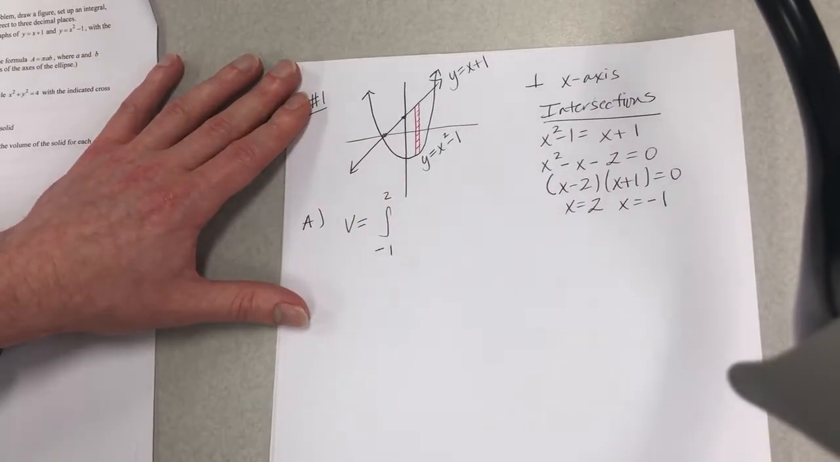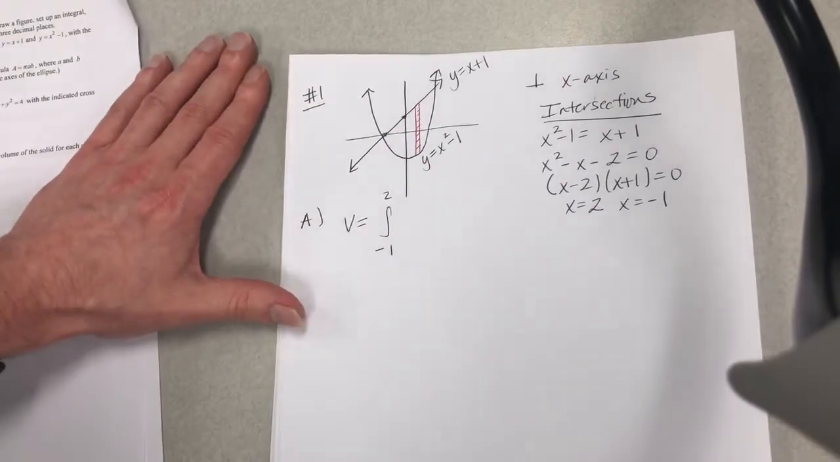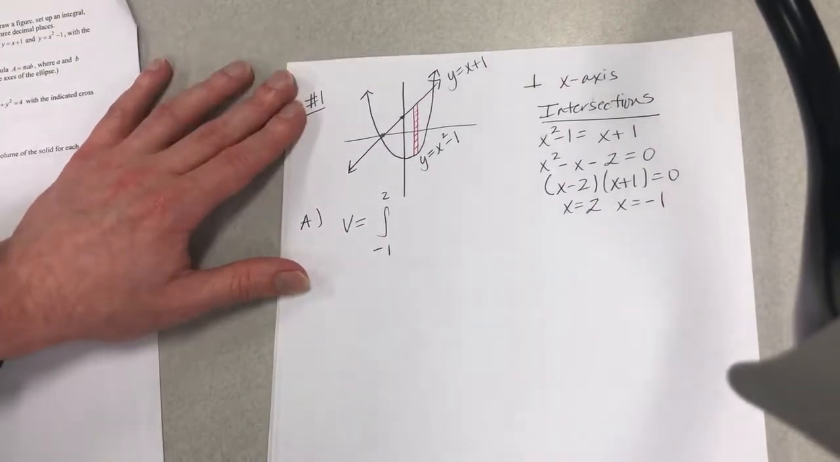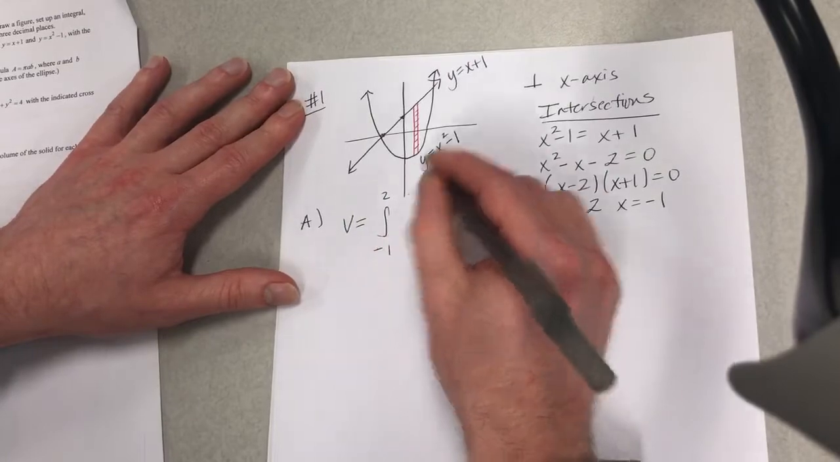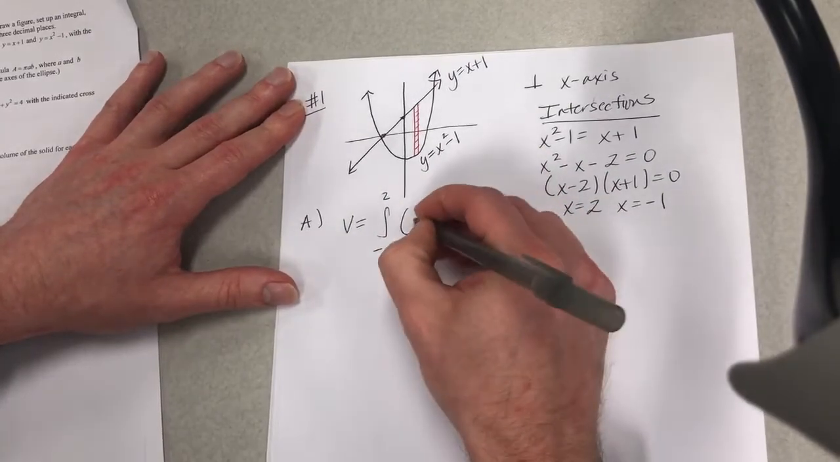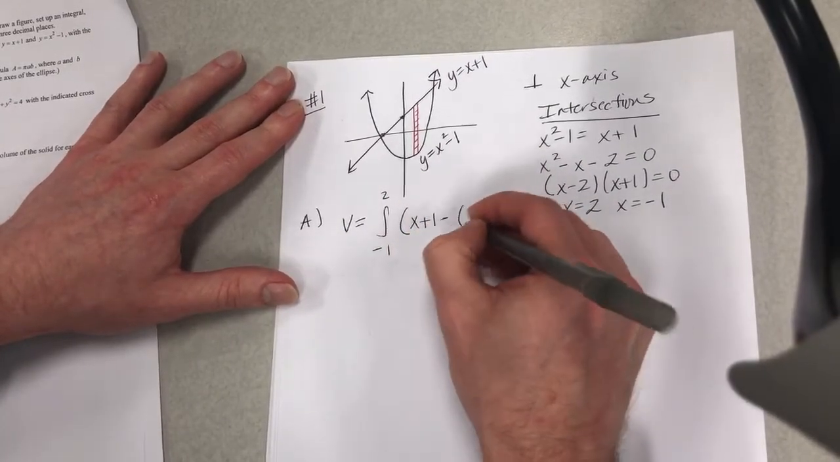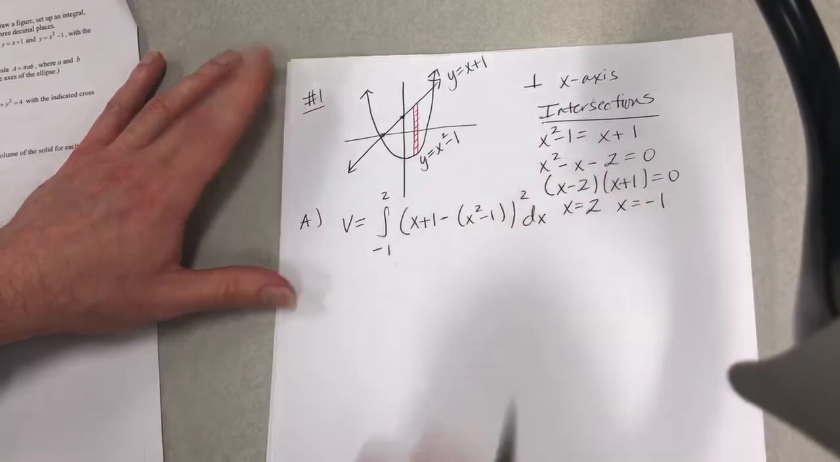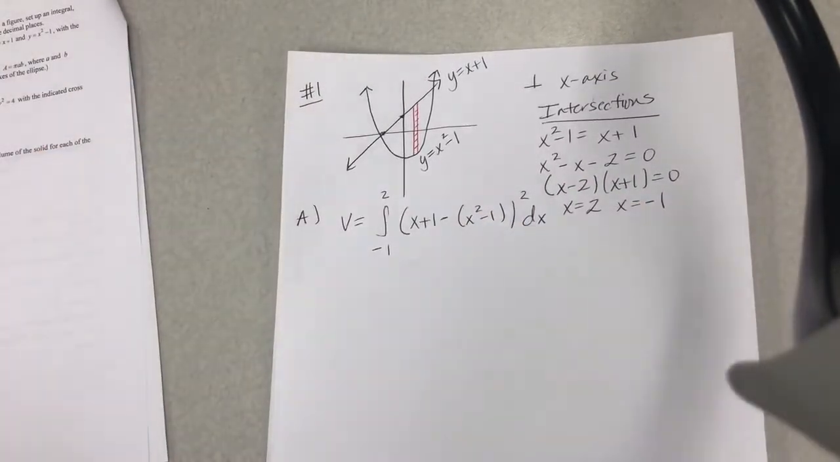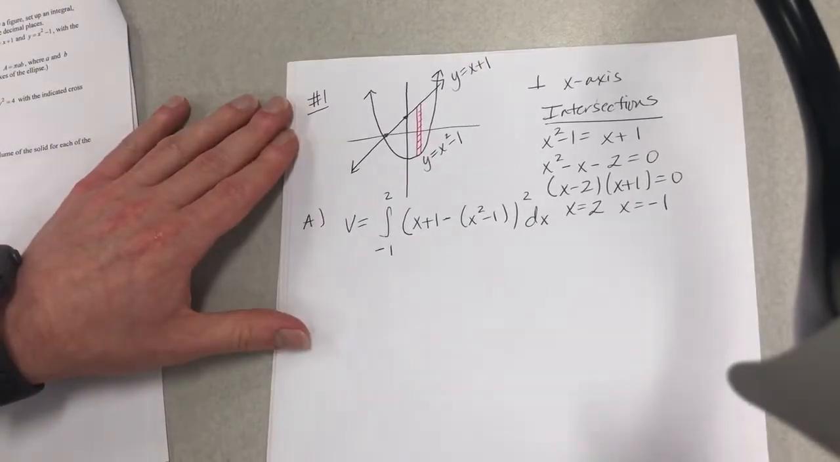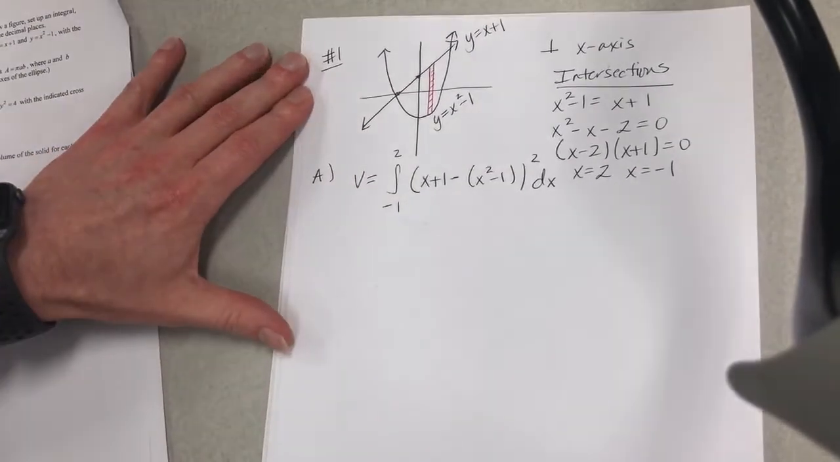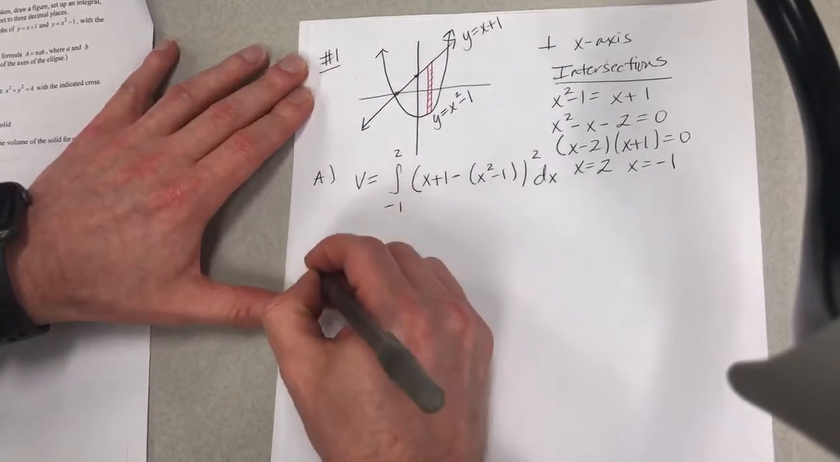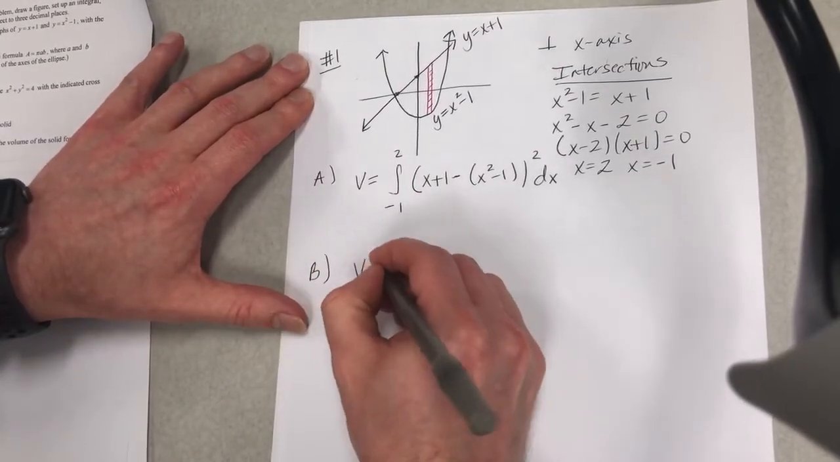Now for part A, we're doing a square. So for a square, your cross-section area is side squared. So it's just going to be top curve minus bottom curve squared, like that. Ta-da, you're done. If you want to put it in the calculator and get an answer, you can put it in the calculator and get an answer.